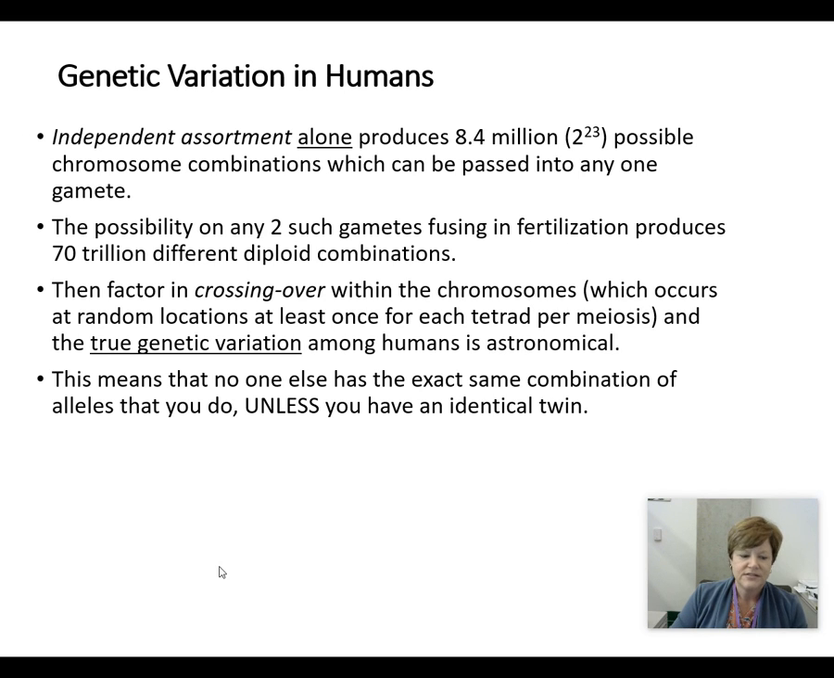It's very hard to quantitate crossing over, but crossing over happens more than once with the long chromosomes and at least once with the short chromosomes. And so when we start with a number of 70 trillion and we multiply in the amount of variation that's added by crossing over, the number becomes astronomical. And what this means is that no one else has the exact combination of alleles that you do, unless you have an identical twin.